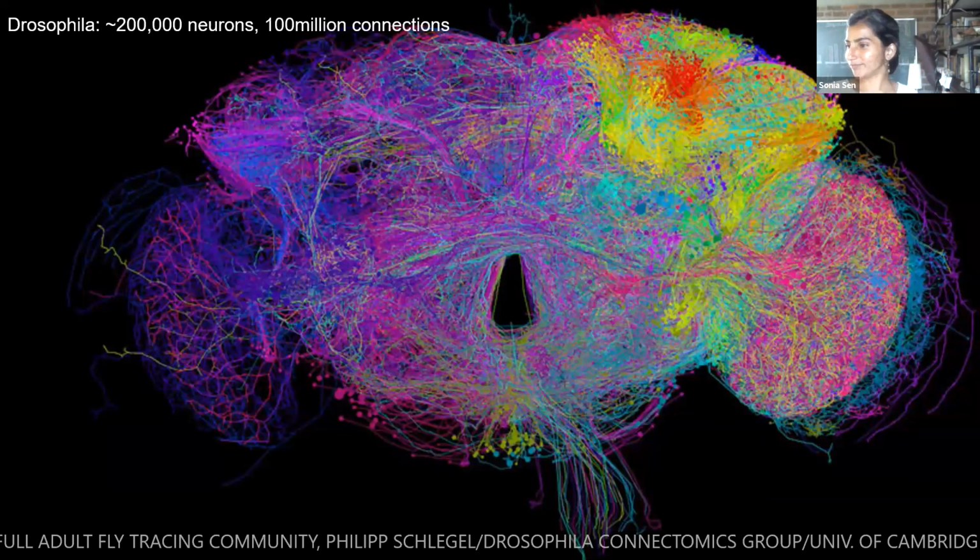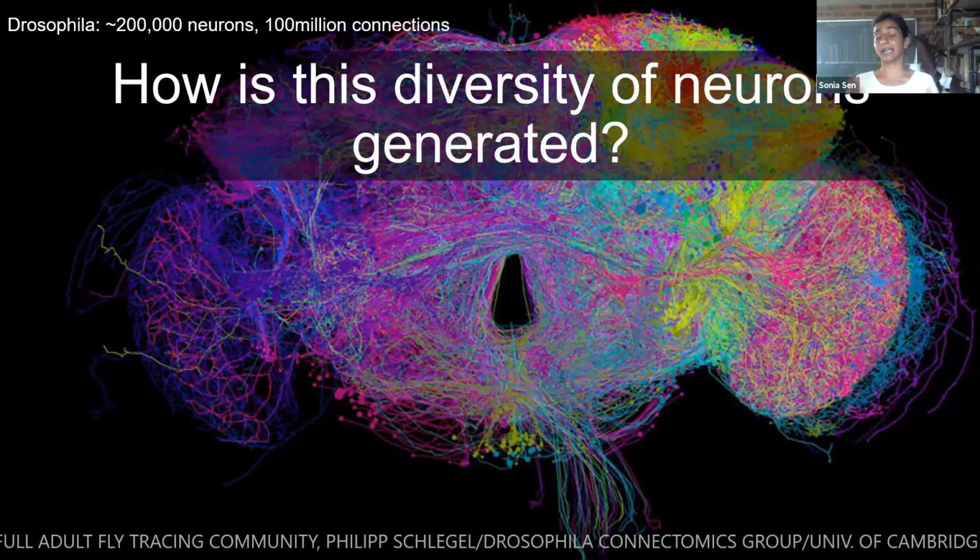Okay, so we're going to talk about this. The first thing that we're going to talk about, and actually we'll spend most of our time on this, is how do you generate all of those neurons to begin with, right? Because you have in flies.